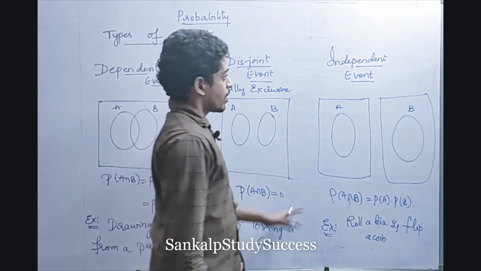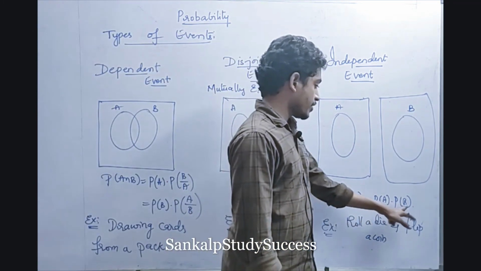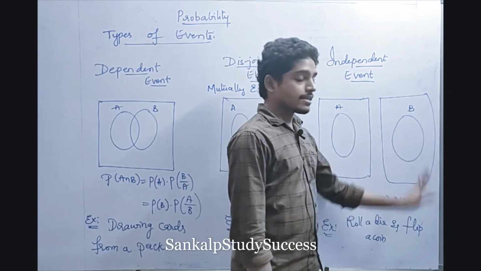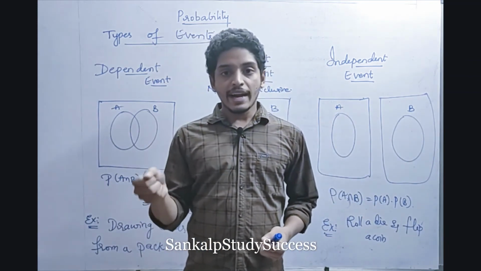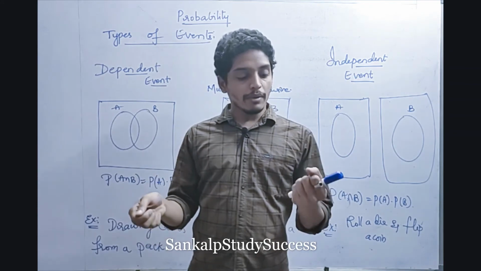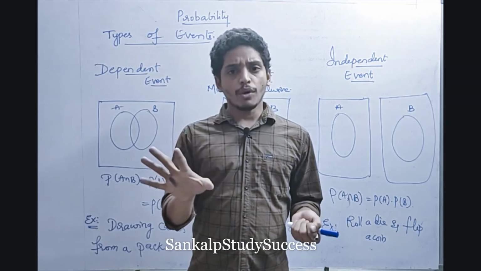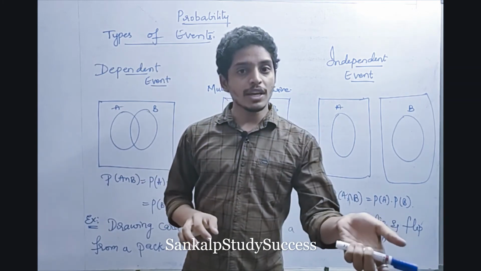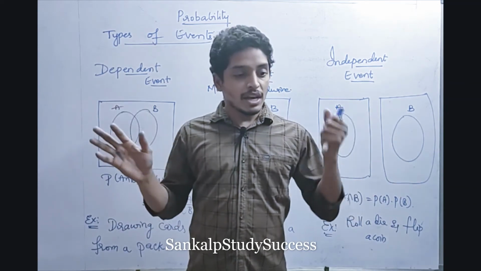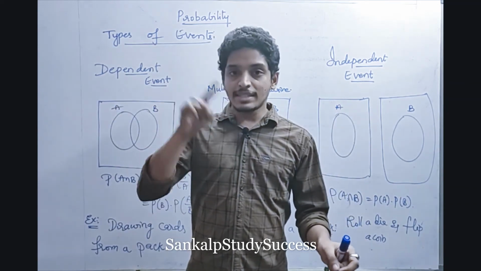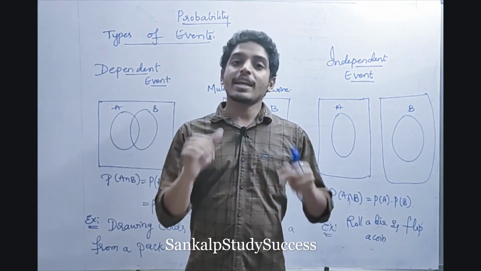Next one, independent event. Independent event, in the sense, P of A intersection B is P of A into P of B. Simple, friends. There are two different trials. Suppose, for example, on my right hand I have a coin to flip. On my left hand I have a die to roll. Both I am doing at the same time. When it comes to 6, does it come head, right? No, it does not. Both are independent of each other.